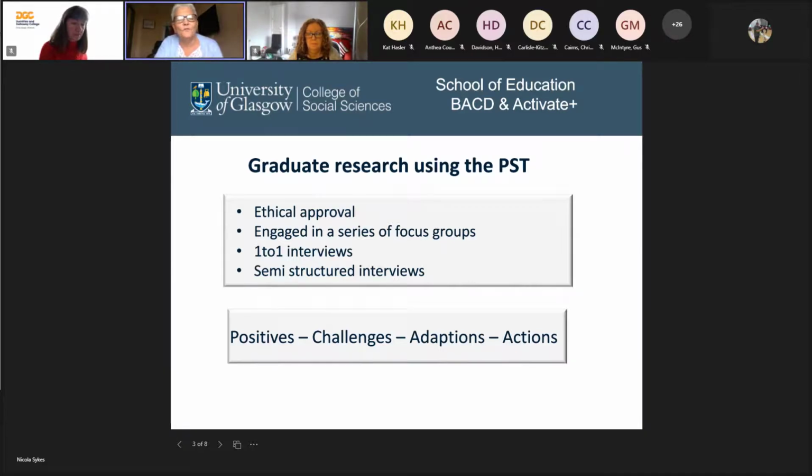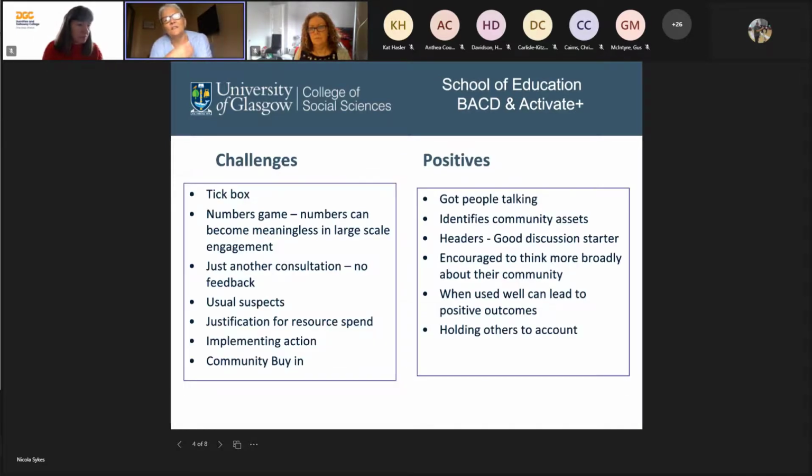We got ethical approval from the university. We engaged in a series of focus groups with our graduates, one-to-one interviews and semi-structured interviews with them as well in terms of gathering information. And what we were trying to draw out from their experience was what the positives were, what some of the challenges were, and the adaptations and actions that come out of their hours that they spent in the field using the PST. So the next couple of slides are going to talk a wee bit about that.